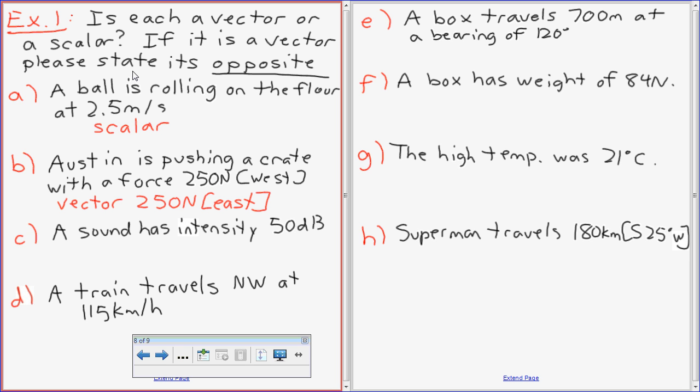Go ahead, Matt. It doesn't have direction. There's no direction. Sound is sound, right? If I were to say, I hear a sound coming from the west, then I'd say, okay, well, then maybe that could be, but even probably not. This one's going to be a scalar.